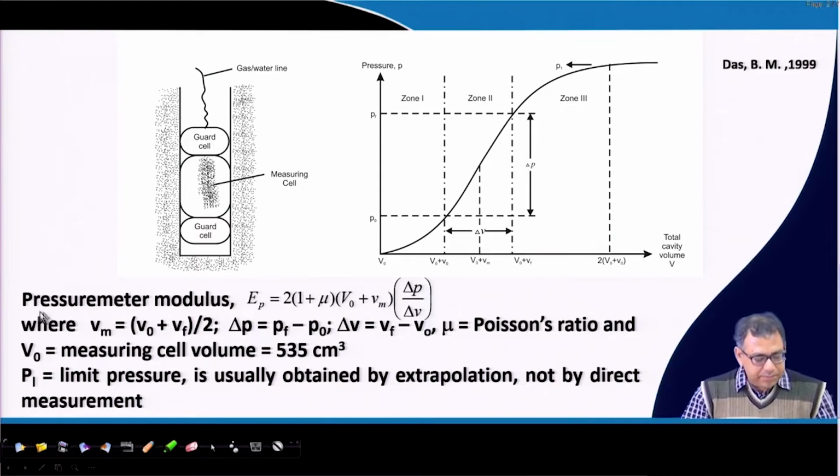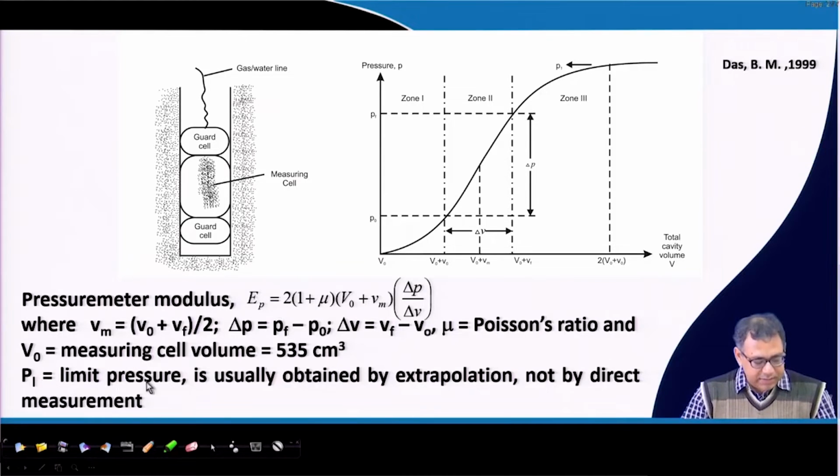Now, from these values I will get the pressuremeter modulus, which is EP. Here del P is the difference between PF and P0, and del V is small Vf minus small v0, and capital V0 I know, that is 335 cubic centimeters in most cases. Mu is the Poisson ratio of the soil. So, I will get the pressuremeter modulus EP.